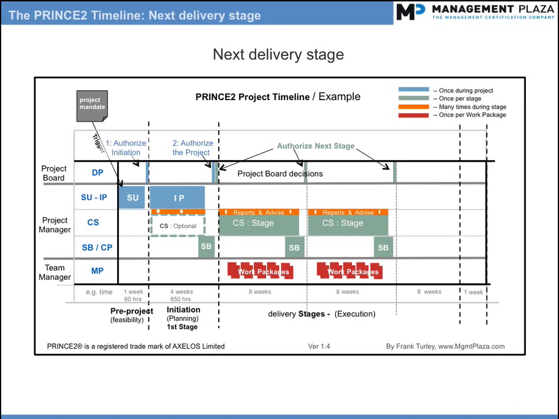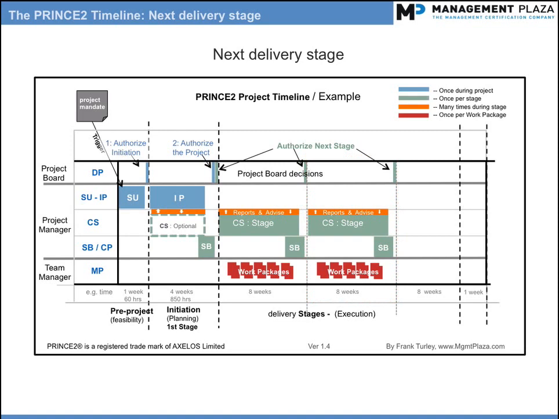Topic: the next delivery stages. Projects can have more than 2 stages, and they are all separated by a project board decision, as the project board uses stages to maintain control of the project. As you can see from this example, the current delivery stage follows the same management pattern as the previous stage. The main differences between the 2 stages will be the content of the work packages given to the teams to develop.